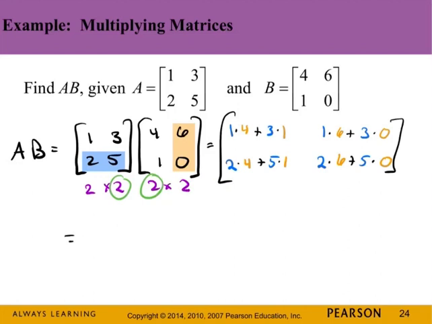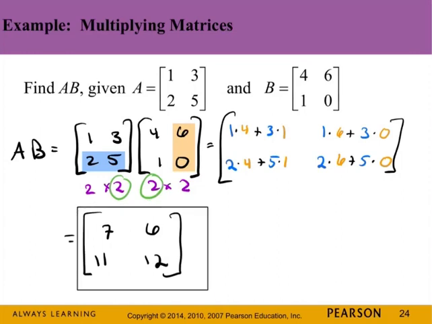So that's going to be 4 plus 3 is a 7. 6. 6 plus 5 is 11. And that's 12. So that means A times B should be this guy here. Okay, that's how we multiply matrices.